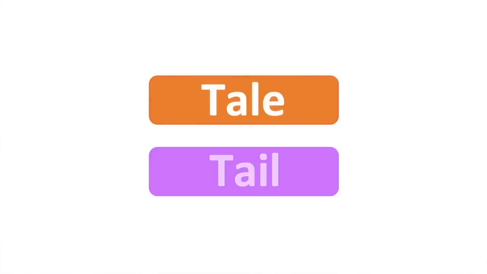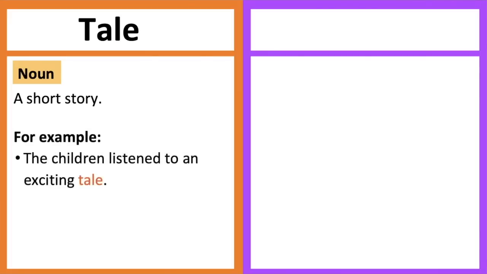Tale, tail. Tale is a noun. It refers to a short story. It's a short story that's usually told by other people. This type of story may be based on real events or it may be fiction. For example, the children listen to an exciting tale. I enjoy reading fairy tales.